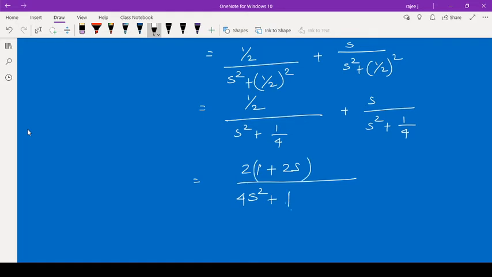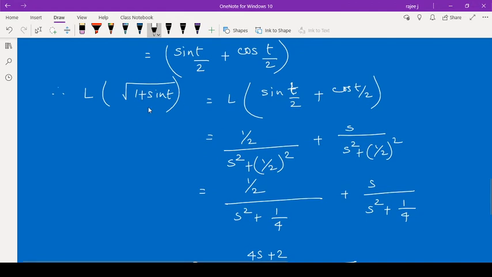Okay, so 2 into 1 plus 2s upon 4s square plus 1, or in short we can write this as 4s plus 1, 4s plus 2. I hope you remember this. Okay, so that is 4s plus 2. This will be 4s plus 2. That will be the simplified form of this one.